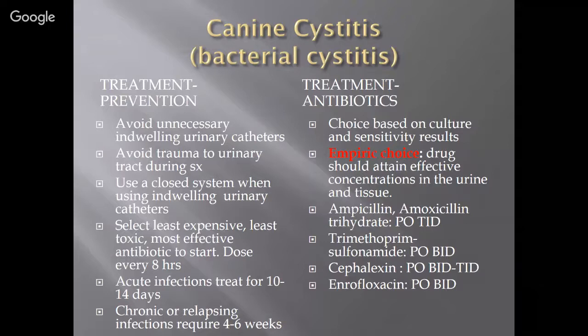If you use something that attenuates this, like something with clavulanic acid, Augmentin it's called, or Clavamox, you may have seen this before, that will get Staphylococcus. Trimethoprim sulfonamide is a sulfa drug that's attenuated. We also have cephalexin and enrofloxacin. Enrofloxacin is probably not the first choice you should make, because we want lower cost and least toxic, so we want to go with something that's a little bit less heavy duty.